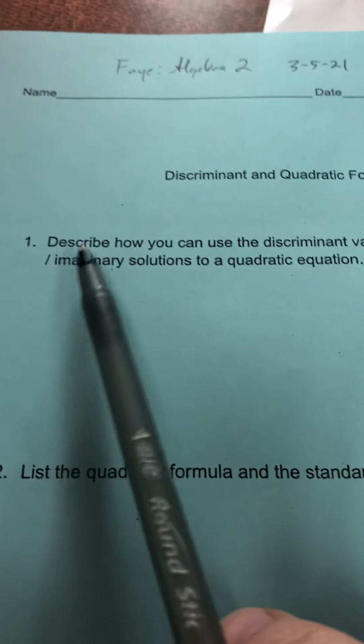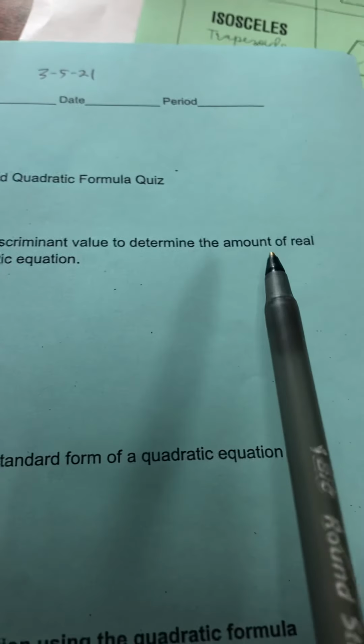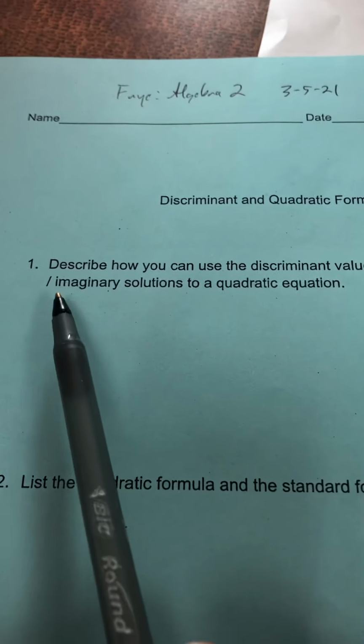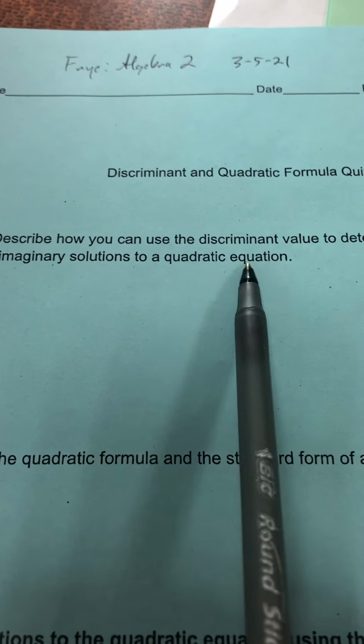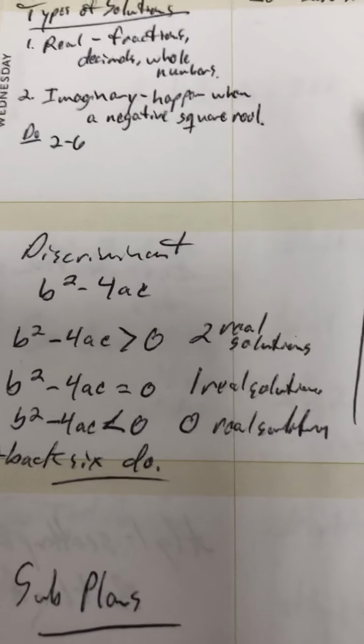Let's get started. Number one, describe how you can use the discriminant value to determine the amount of real or imaginary solutions to a quadratic equation. Looking back in notes, I took these just the other day.